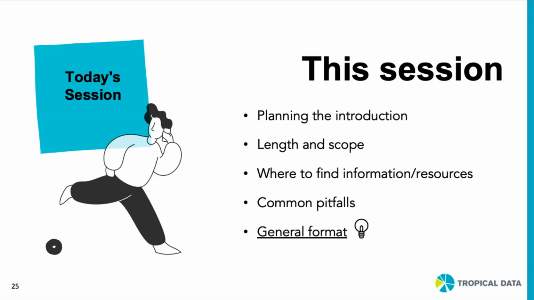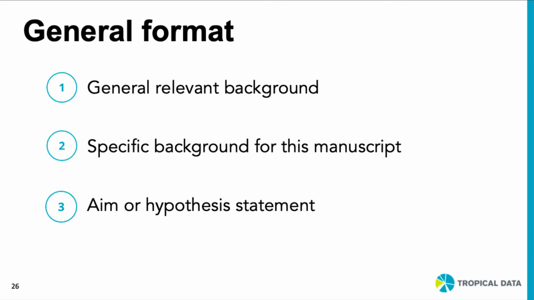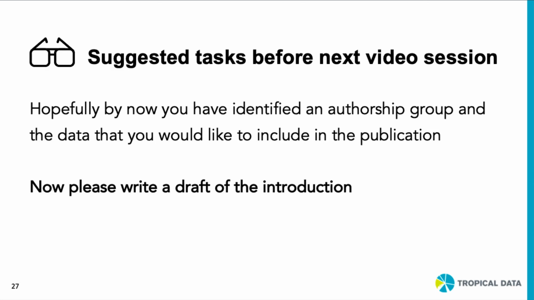Finally, we suggest a general format that your introduction could follow. Your introduction section should have a general relevant background, a specific background for this particular manuscript, and an aim or hypothesis section. Hopefully by now you have identified an authorship group and the data to be included in your publication. Your task before the next video session on writing the methods is to draft up an introduction section for your manuscript.